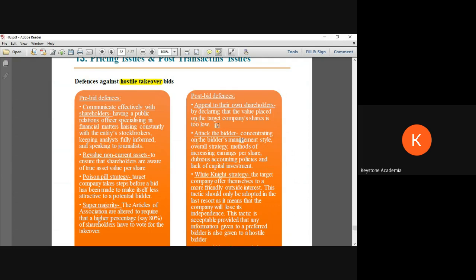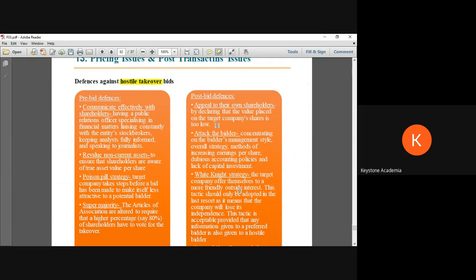Next is attack the bidder, concentrating on the bidder's management style and overall strategy. You can just say that company is not ethical. They will not be good with their promises. They will not deliver on the promises they have made. They'll make a lot of redundancies. All of these things.